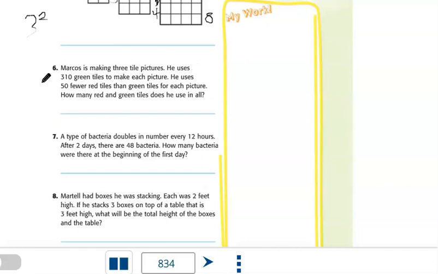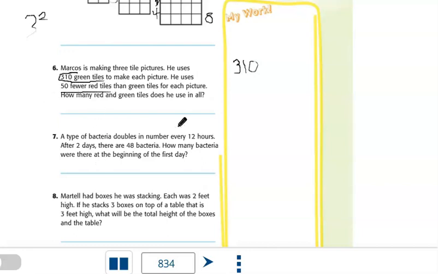Okay, so looking at this one, the thing that we know for sure is that there are 310 green tiles. So let's latch onto that. That's going to be the first part that we're going to use to solve the whole problem, and this is the first step of this multi-step problem. Then it says he uses 50 fewer red tiles. And since we need to know all of the tiles, and we're saying red and green tiles, we also need to know how many red tiles that is. So we need to do something to figure out how many red tiles.